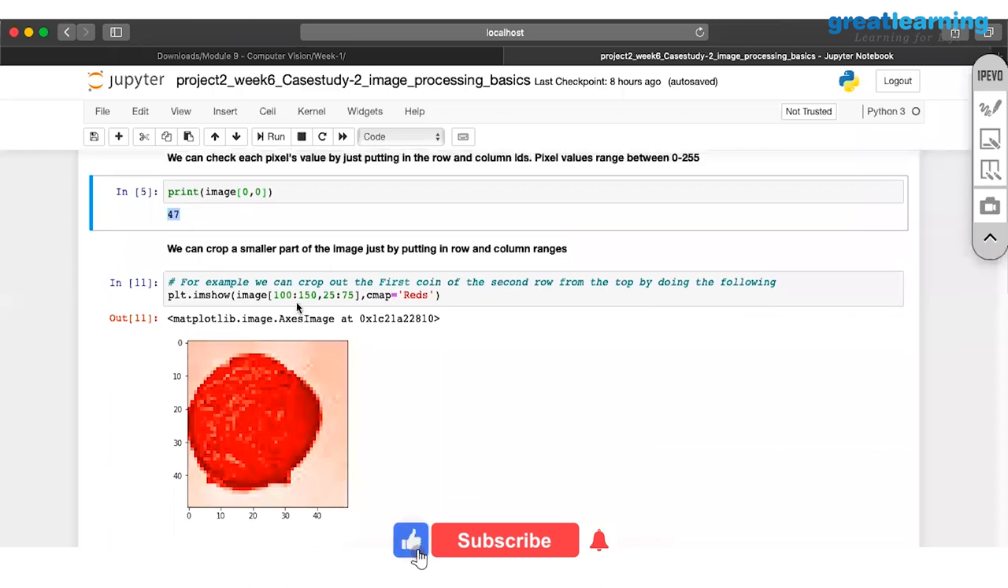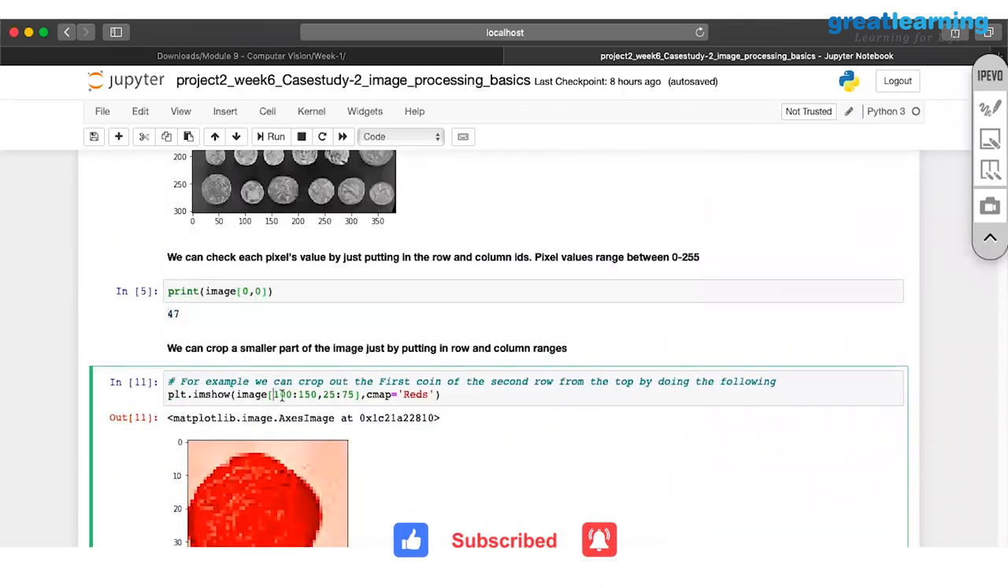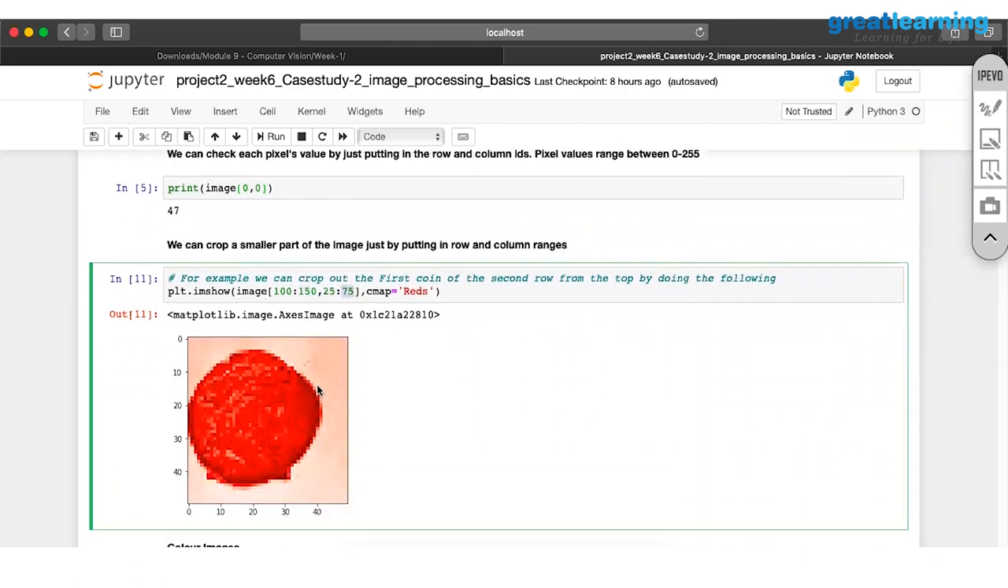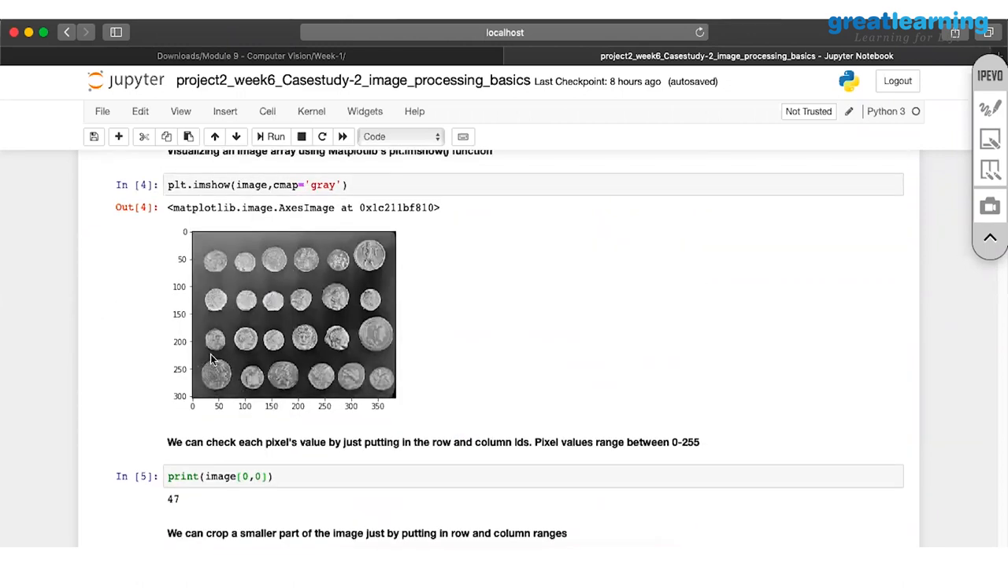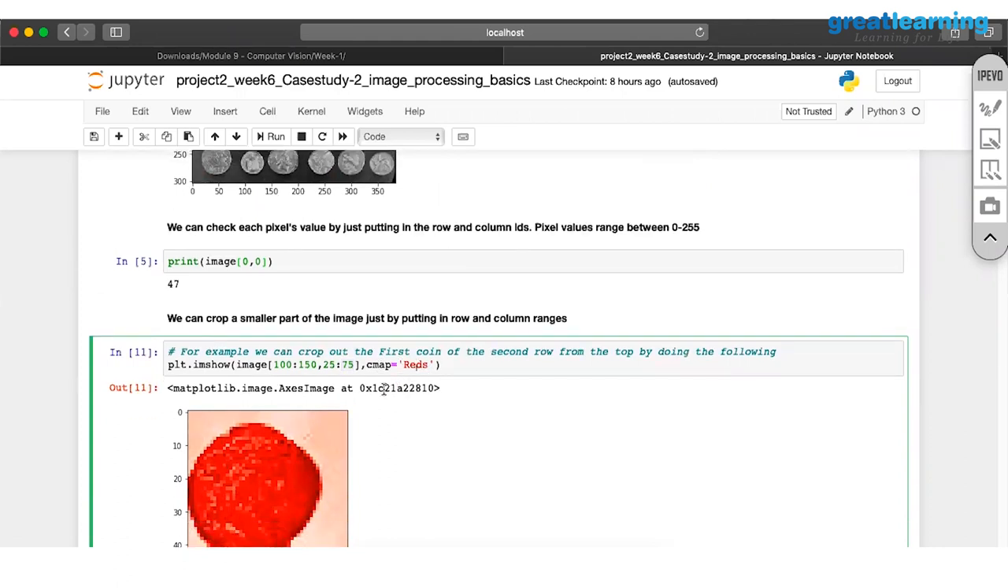Also, if you want to print stuff from 100 to 150 on the X side, and on the Y side you print from the 25th to the 75th reading. If you do that, when you print it out, you get an image like this, which is one of these coins. Okay, now CMAP defines what type of image it is.